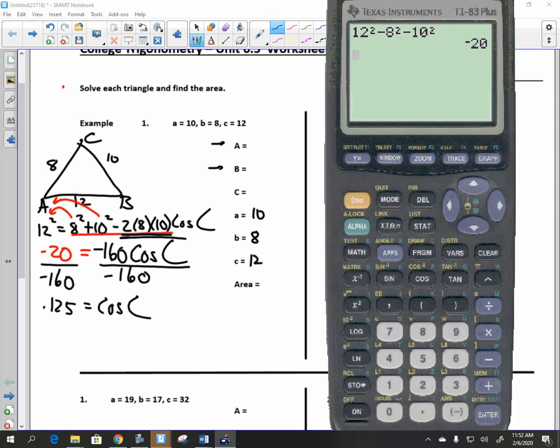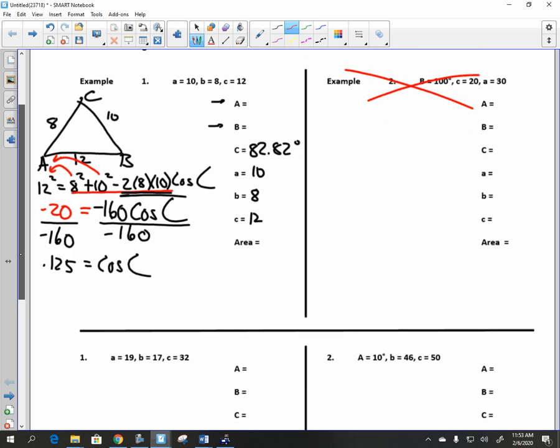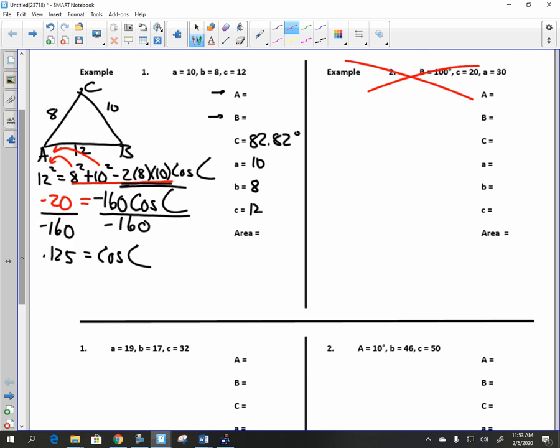So is cosine positive or negative? Positive. So is it going to be acute or obtuse? Acute. So we don't have any obtuse angles at all. So we take cosine inverse of 0.125. We get 82.82. We know that that's the largest angle. And because it's the largest angle, the other two are going to be acute. I can set up the law of sines with no worries about any obtuse angles.